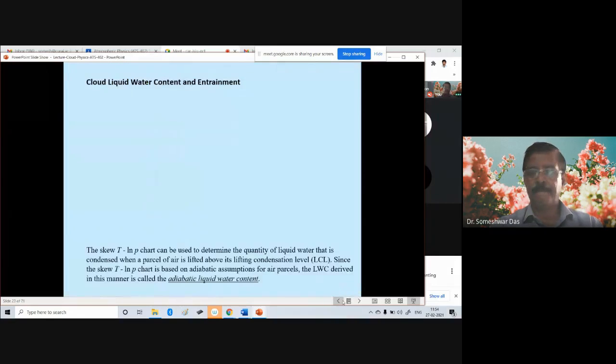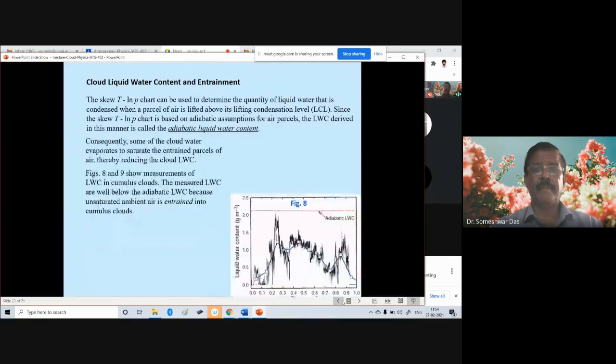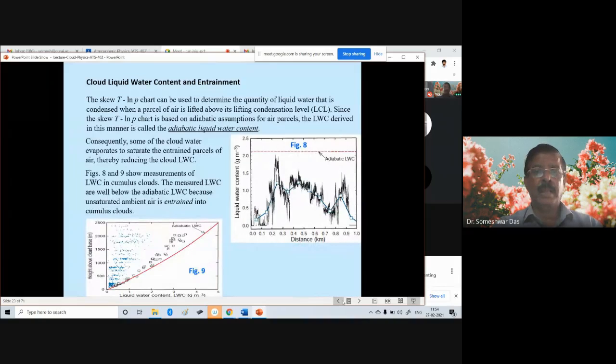Yeah, okay. This is okay. We have talked about this last time. What you see in this diagram is liquid water content in grams per cubic meter on the y-axis versus the distance in kilometers. And as you can see, the cloud liquid water content fluctuates or varies with the distance.